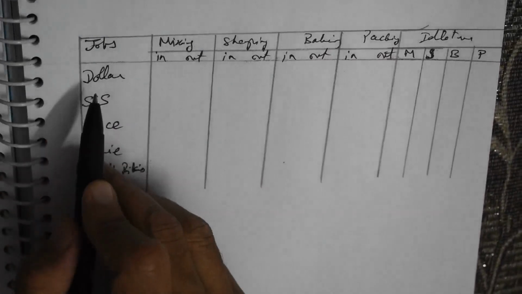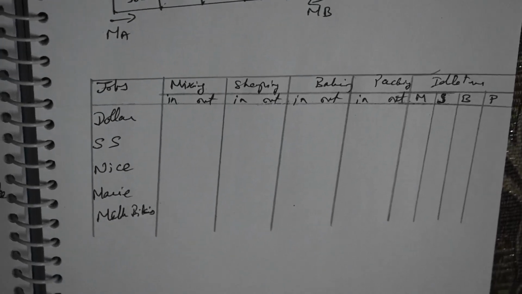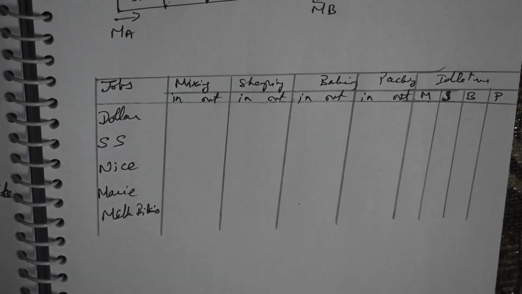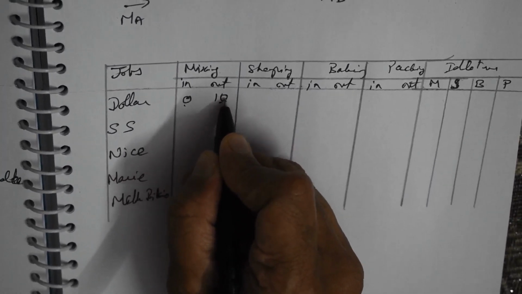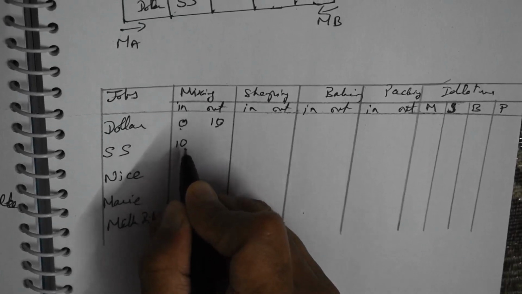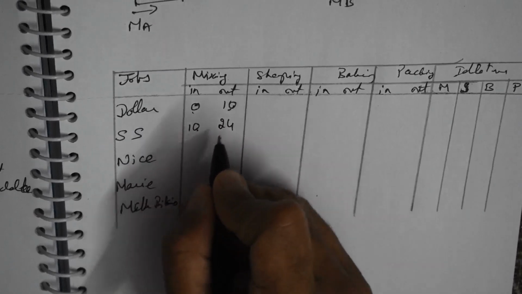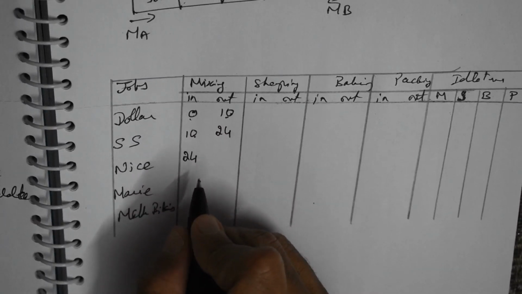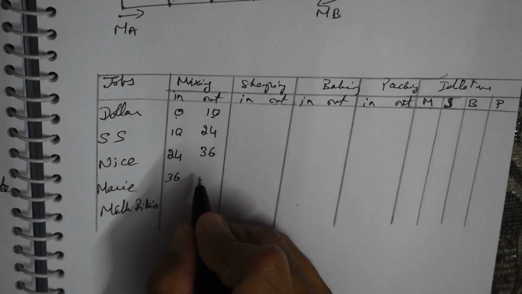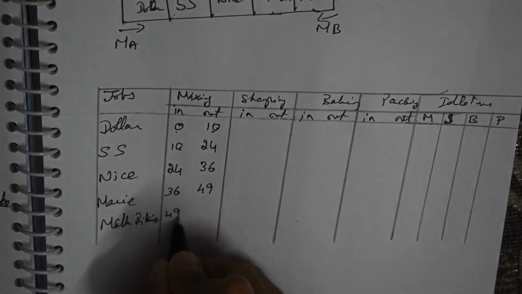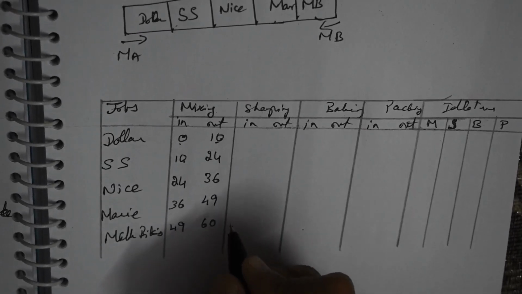Let us start with Dollar. Dollar in mixing is 10 minutes. So 0 we start, 10 we finish. So this machine will start its next job at the 10th minute. Salt and Sweet is 14, which is 24. So next is 24. Nice is 12, 36. So next we'll start at 36. Mari is 13, 49. Next we'll start at 49. Milk Bikis is 11, which is 60.